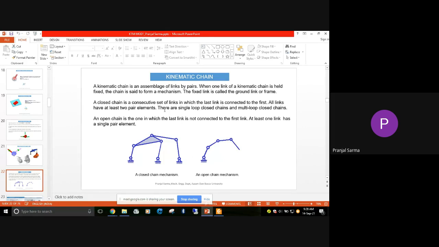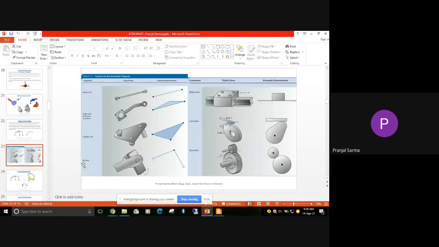Closed means ultimately the first and last are connected, well fixed, and open means ultimately one end is free. So that is basically about closed and open kinematic mechanisms.